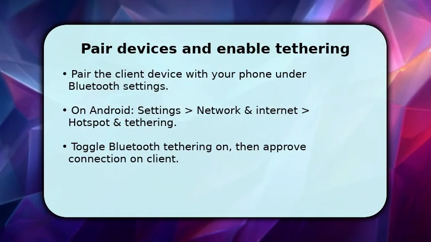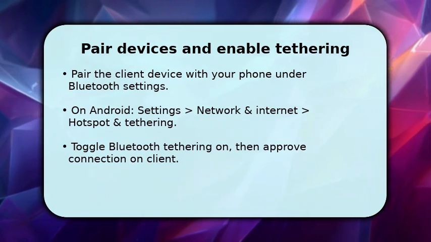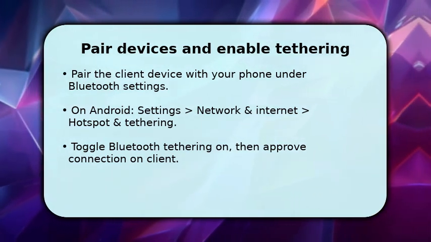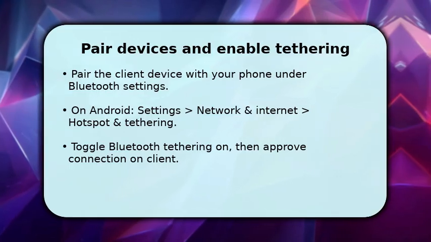You'll pair the client device next. Open Bluetooth settings on both devices, make the client discoverable, then accept the pairing request. This establishes a trusted link.